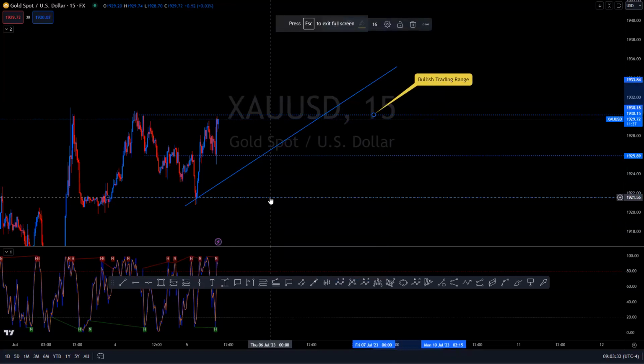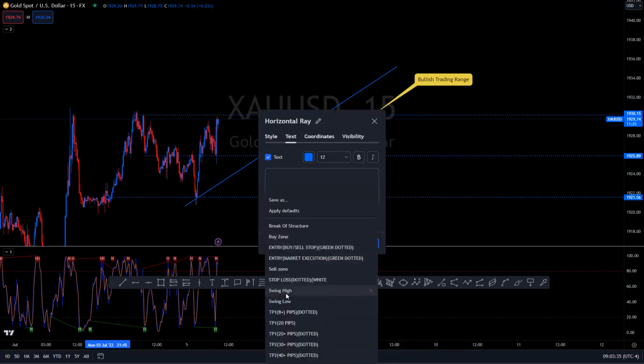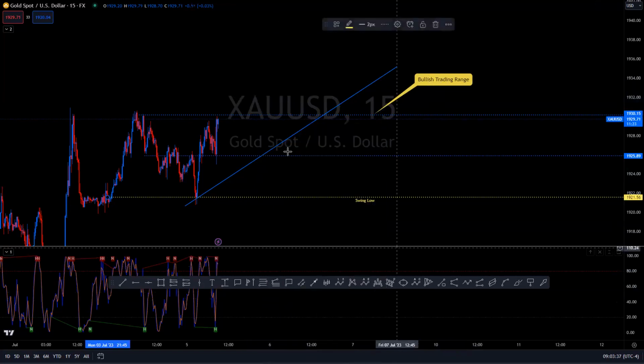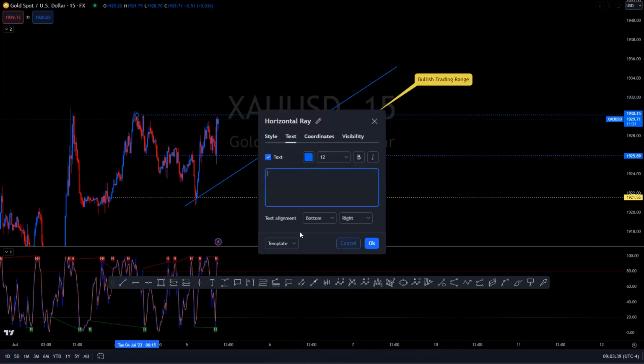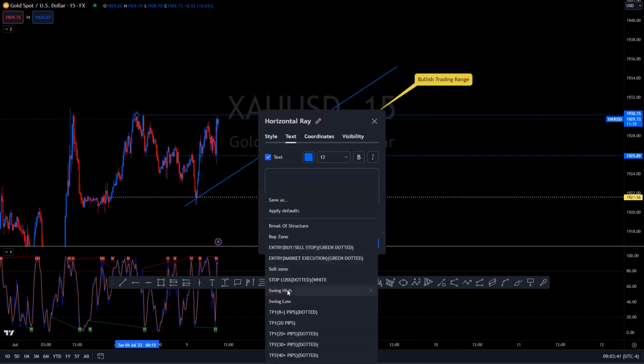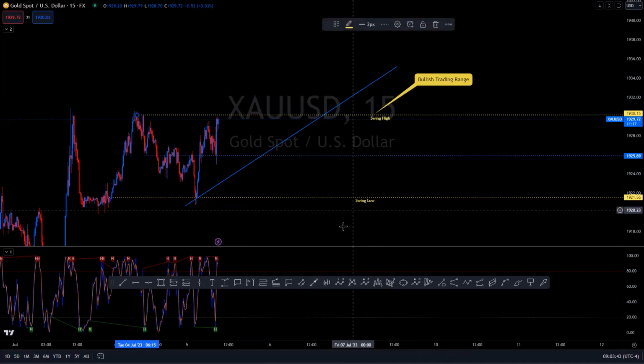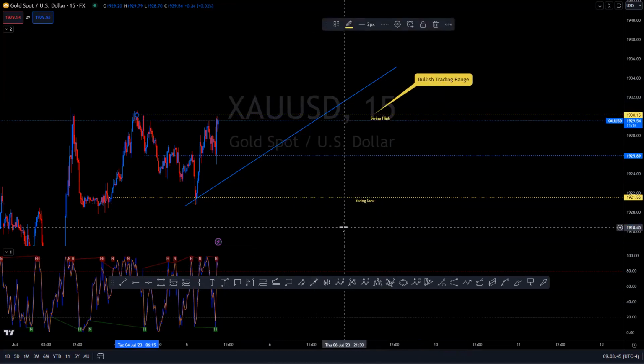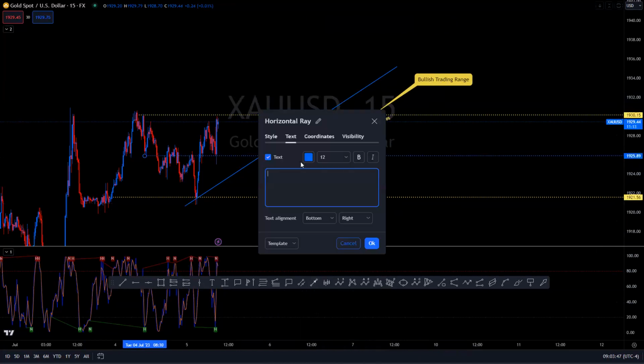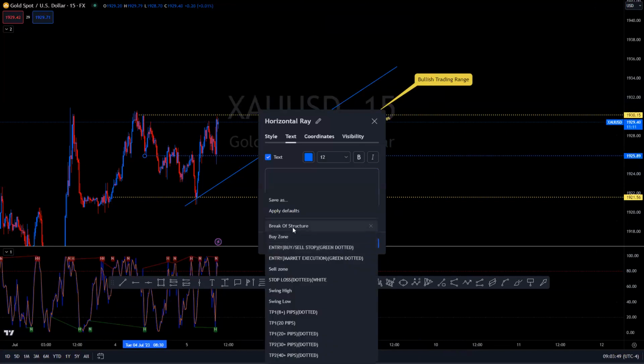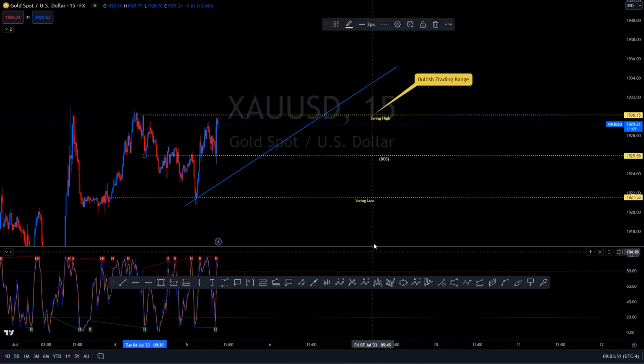Then we're going to go ahead and label our trading ranges. This is our swing low. This is our swing high. And this is our breaker structure, like that.